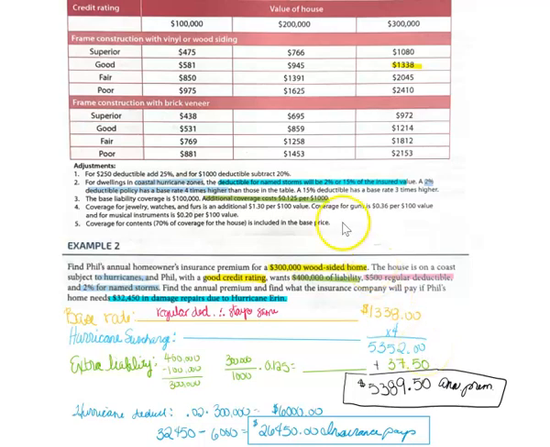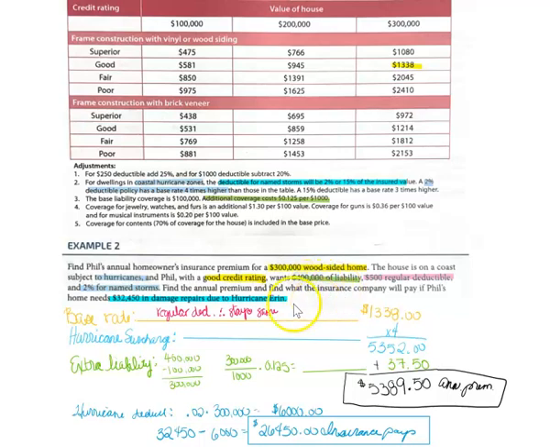But then he wants extra liability. He thinks, if somebody gets hurt, it's going to cost more than $100,000. He wants $400,000 worth of liability. So we say 400,000 minus 100,000 is 300,000. Divide that by 1,000, multiply it by 12.5 cents, and he pays an extra $37.50 a year for higher liability. So when you add all those up, $5,389.50 is his annual premium.